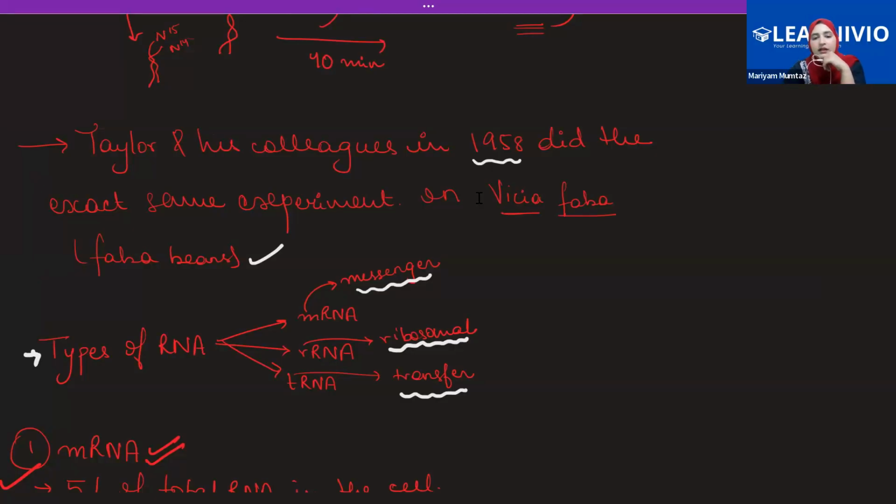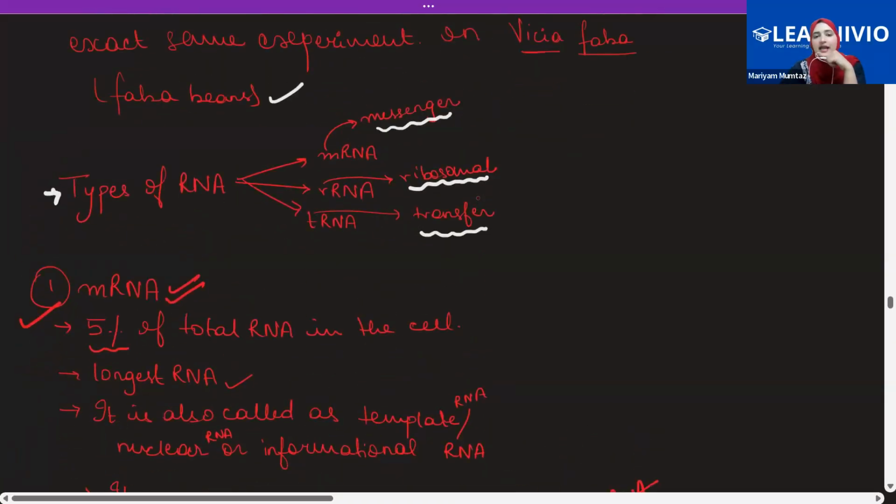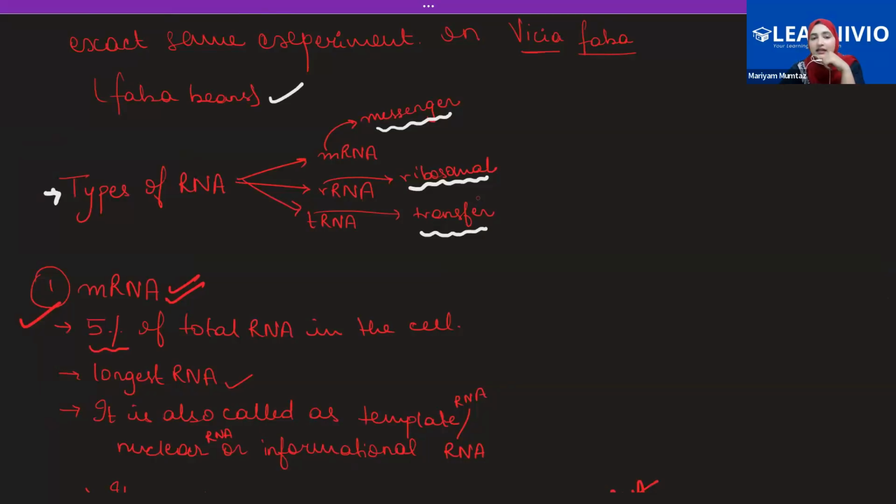Now talking about the different types of RNA that are there. So there is mRNA, rRNA, tRNA, and there are many more RNA also.